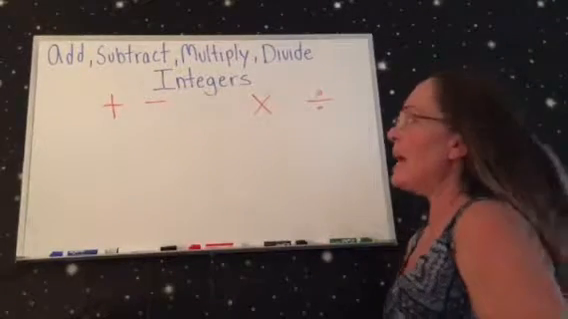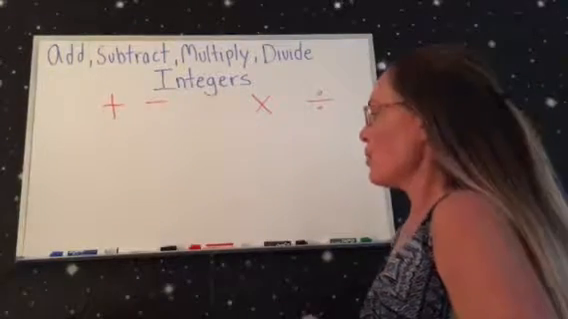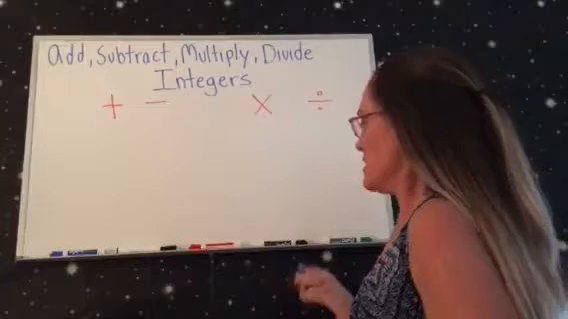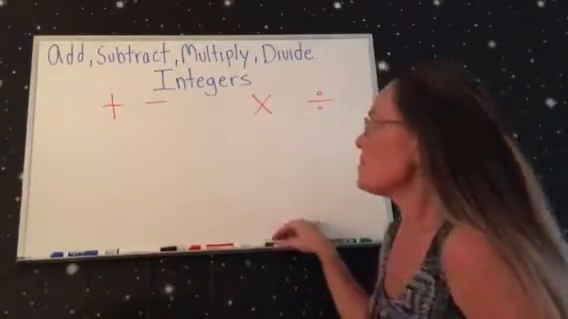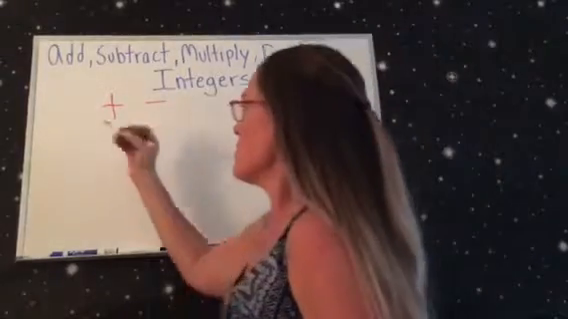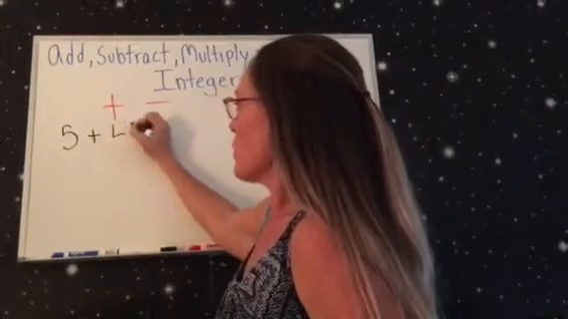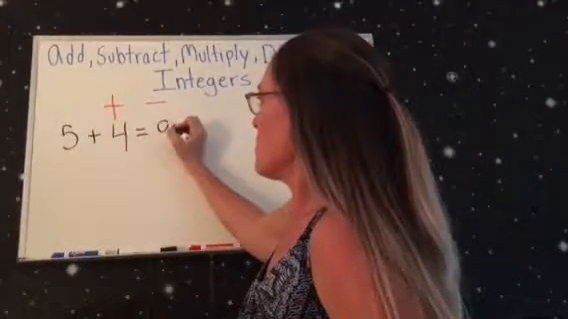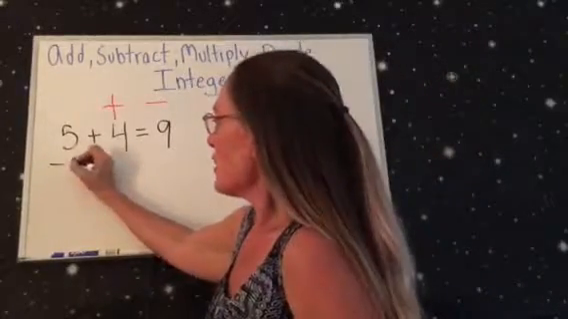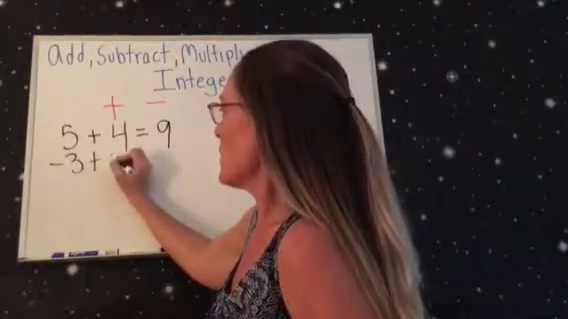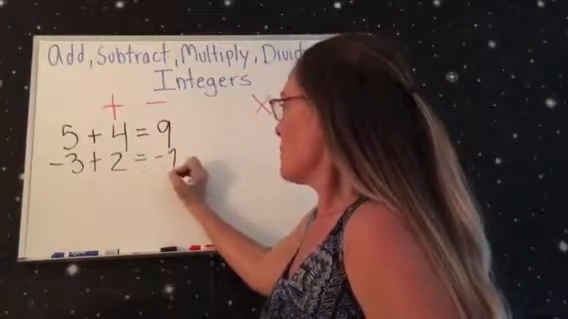Now we are going to add, subtract, multiply, divide integers. So we're just taking the numbers and using one of these ways to solve it. So when we add, we could take like 5 plus 4, and that would equal 9. Now you might have a negative number. So if you have a negative 3 plus 2, that would be a negative 1.